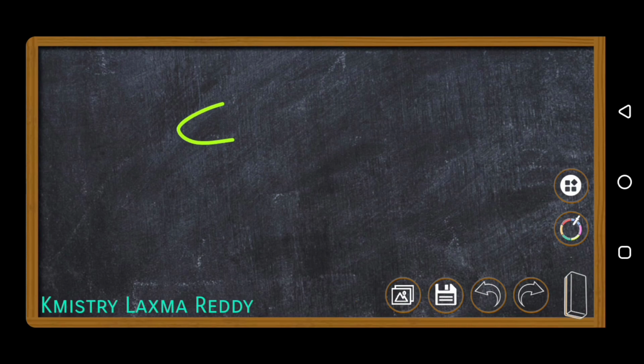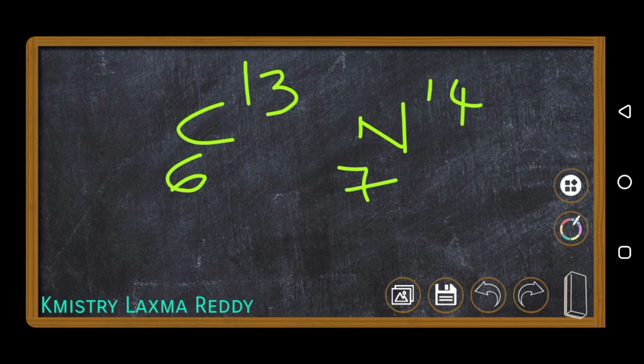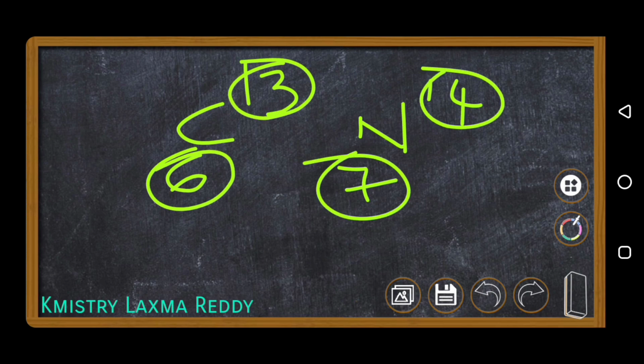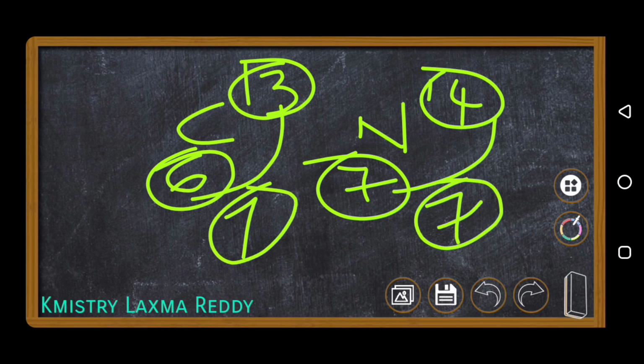Let's go with one example. Carbon-13 (6C13), nitrogen-14 (7N14). The atomic numbers, 6 and 7, are different, and the mass numbers, 13 and 14, are different, but 13 minus 6 is 7, and 14 minus 7 is 7. The number of neutrons is same. When the number of neutrons is same and the rest all are different, they are called isotones.